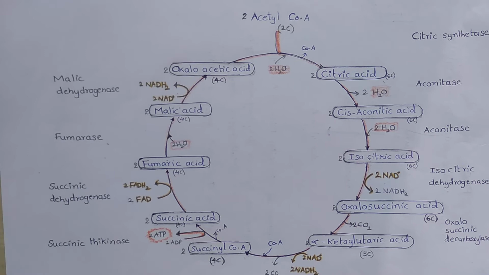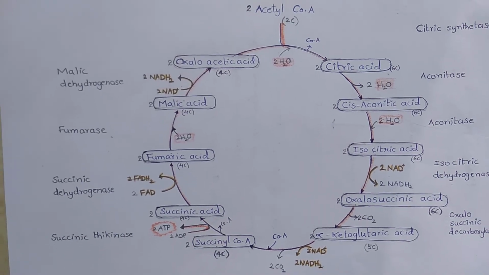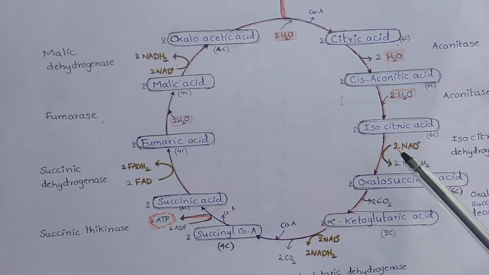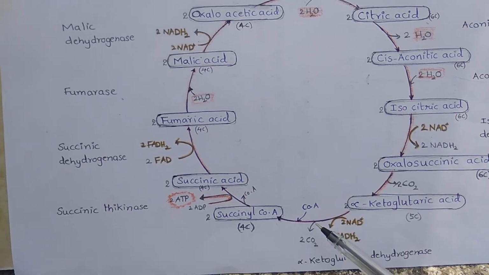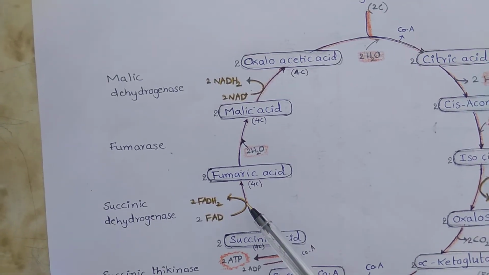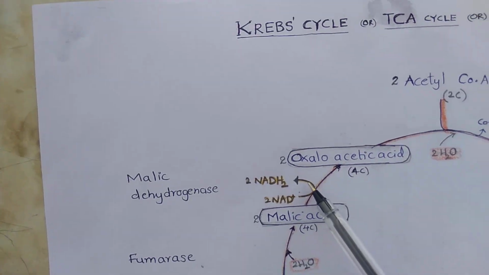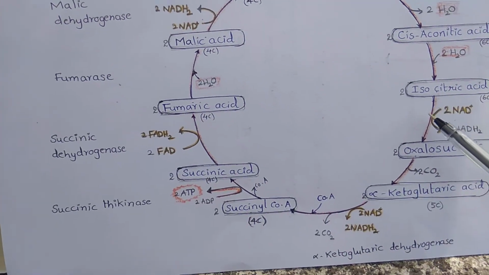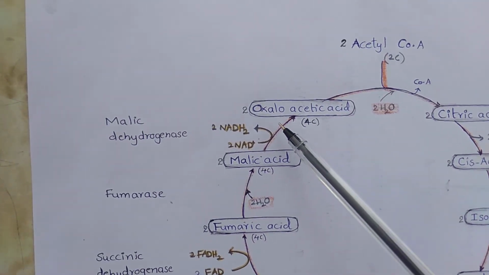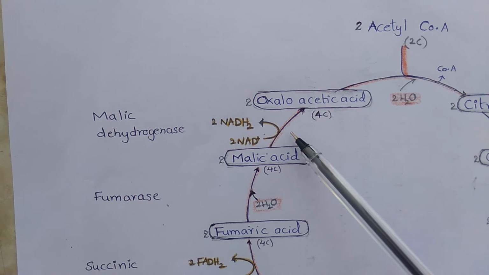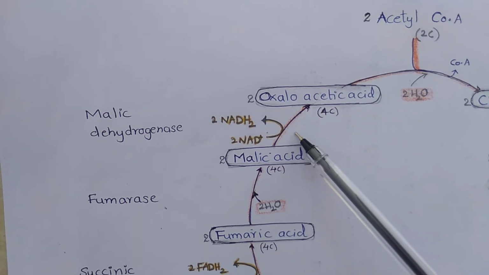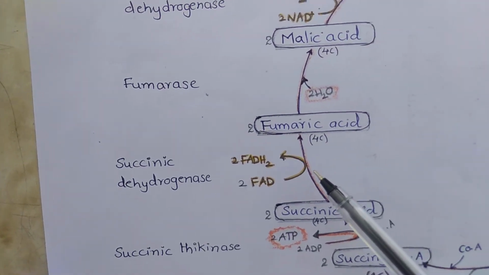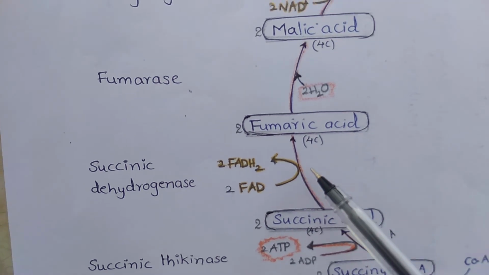In the Krebs cycle, there are four oxidation steps. Here, first oxidation, second oxidation, third oxidation, and fourth oxidation. In the first, second and fourth oxidation steps, NADH2s are produced, and in the third oxidation, FADH2 is produced.